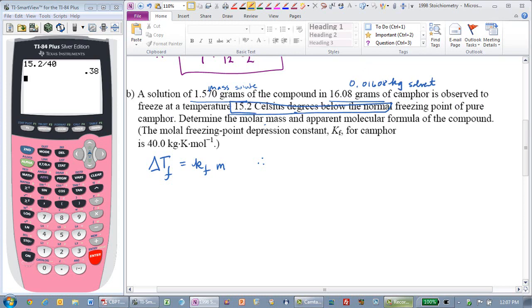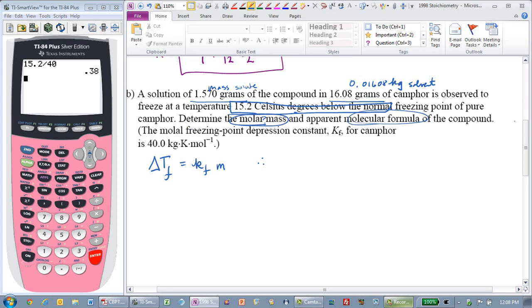Why below the normal, you ask? Because freezing is about molecules being attracted to one another through IMFs, and if you put a foreigner in there, an invader, however you want to think about it, then you're getting in the way of those attractions, and so it's going to always lower the freezing point because it's interfering with those IMFs. Then determine the molar mass, so that's what they want me to find, and apparent molecular formula of the compound. So the molar freezing point depression constant they have given me is 0.40 kilogram Kelvin per mole.